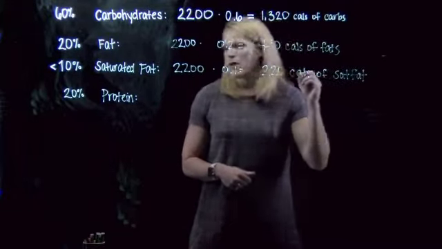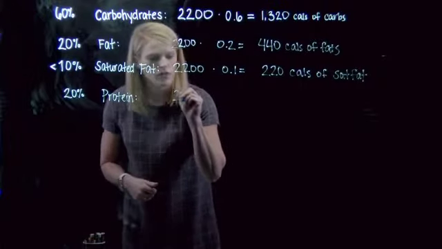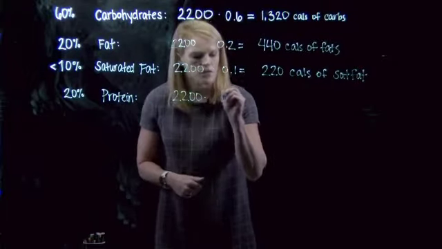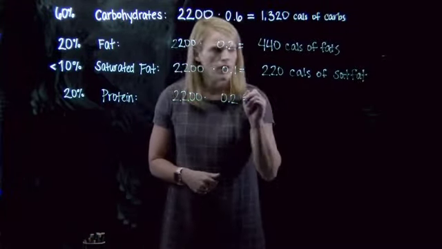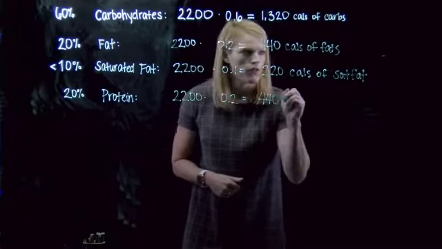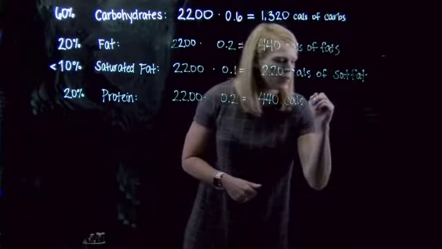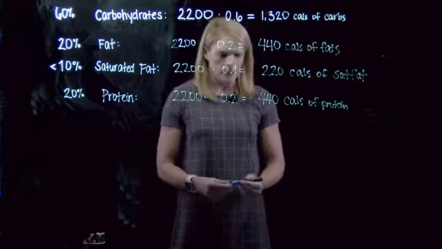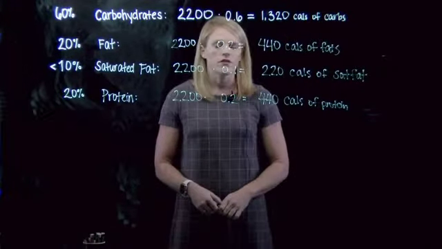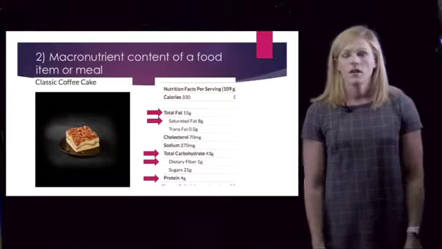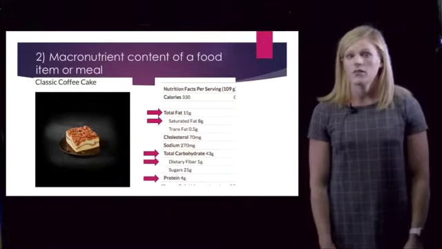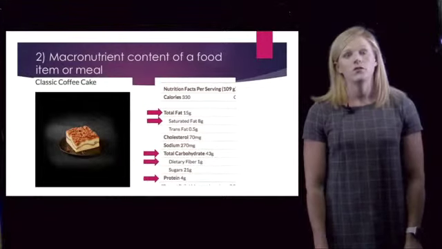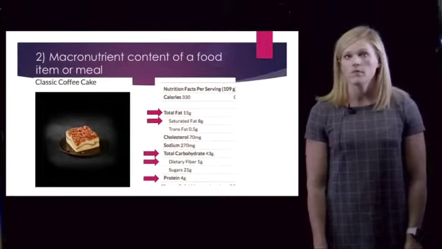Finally, we can repeat the same process for protein. Once again, it's 2,200 calories of her total daily calories times 20%, or 0.2, which once again gives us 440 calories of protein. So per day, she should be eating about 1,320 calories of carbohydrates, 440 calories of fat, and 440 calories of protein. Now that we have calculated the number of calories from each of the 3 macronutrients she should be consuming on a daily basis, we can compare this to the nutrient content of a particular food item or a meal.